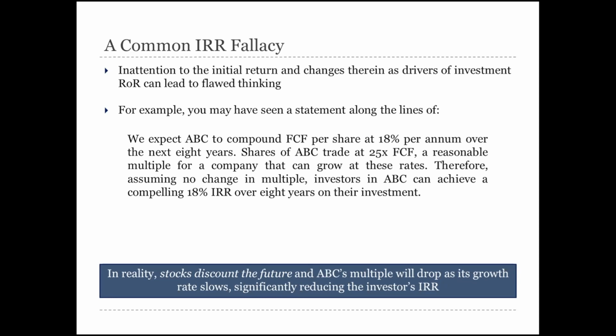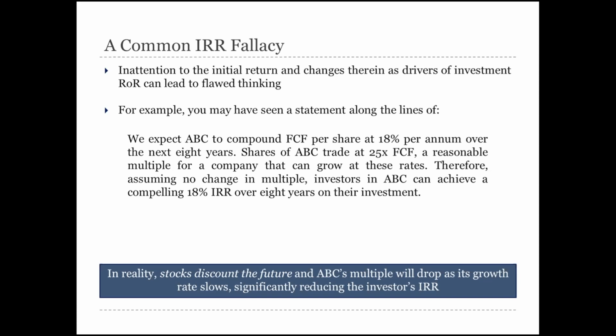And here's an example. We expect ABC to compound free cash flow per share at 18% per annum over the next 8 years. Shares of ABC trade at 25 times, which is a reasonable multiple for a company that can grow at these rates. Therefore, assuming no change in multiple, investors in ABC can achieve a compelling 18% IRR over 8 years. What is this rationale missing?